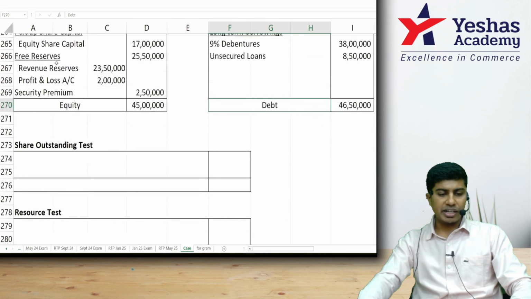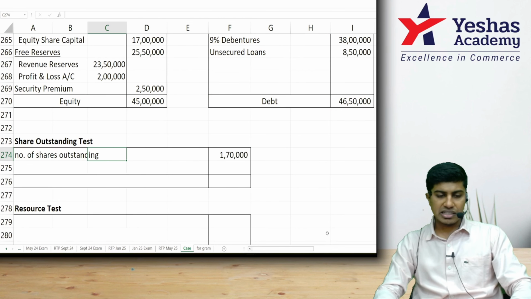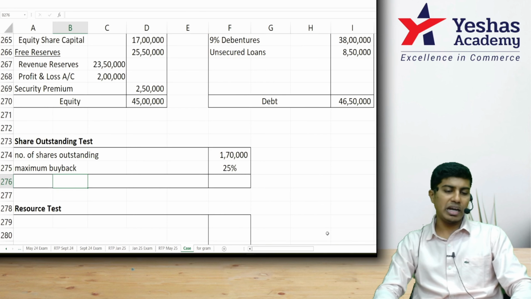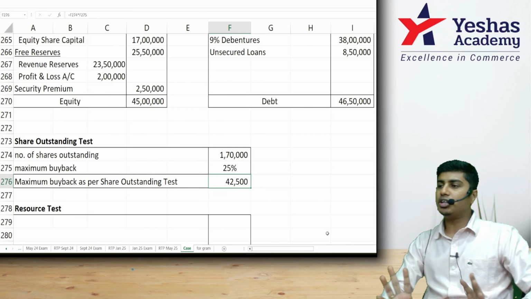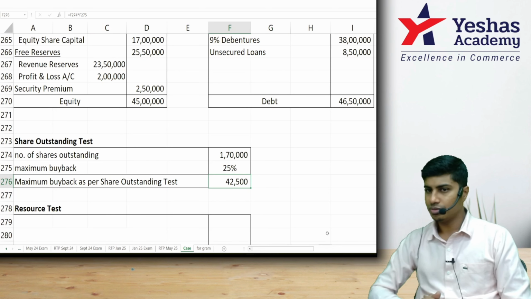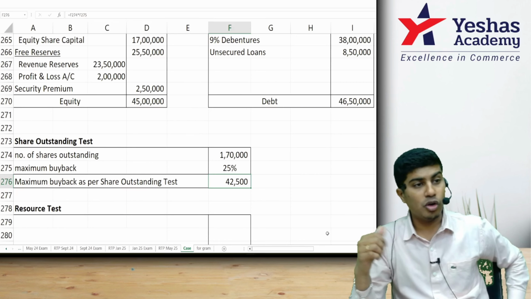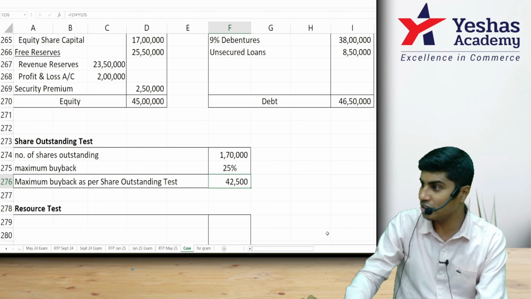Based on the shares outstanding test, how many shares can I buy back? Number of shares outstanding is 1,70,000. Maximum buyback permissible is 25%. Do 1,70,000 into 25%. At max, I can buy back 42,500 shares. Understood this? I cannot buy back more than 42,500. If I am not able to pass a special resolution, then I can buy back only 10%. That is a different story. We are not touching that.